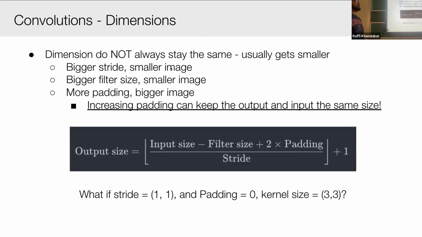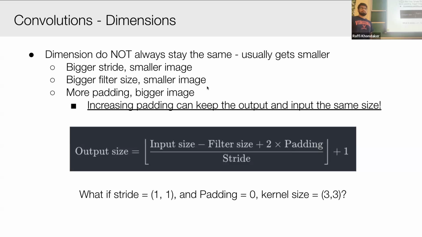Dimensions do not always stay the same. They usually get smaller. The bigger the stride, the smaller the image gets, because you're skipping through more and more of the image. And the bigger your kernel is, and I'm using kernel and filter interchangeably, the smaller your output feature map is. I want to say image, I mean the output. Okay, I meant the image of a function, but I can see how this is a little bit confusing. The smaller your output feature map is. And so the main reason why we use padding is to preserve the original dimensions of the image.